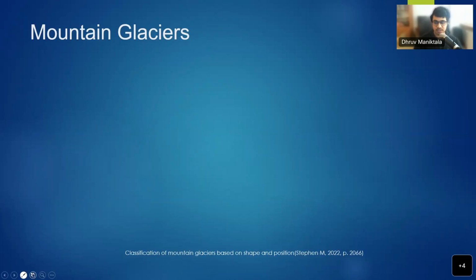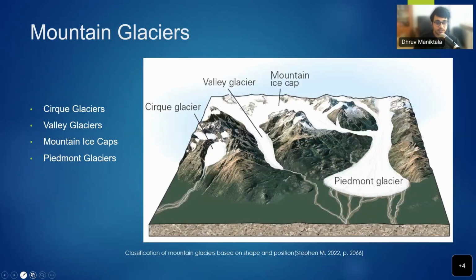So first we will see what different types of mountain glaciers there are. We have cirque glaciers, valley glaciers, mountain ice caps, and Piedmont glaciers. Here's a diagram showing all these different types of glaciers. Cirque glaciers, which are this one, basically form when there is a hollow space, like a bowl-like depression on the side of the mountain. That's where the snow gets accumulated or collected. So this is called the cirque glacier.